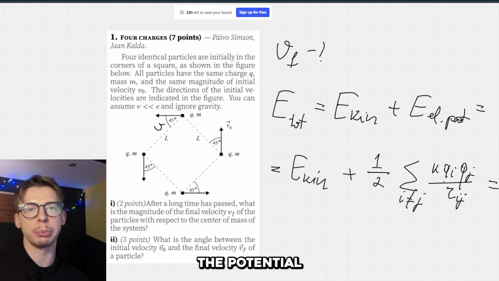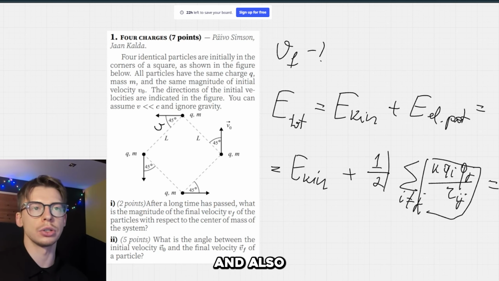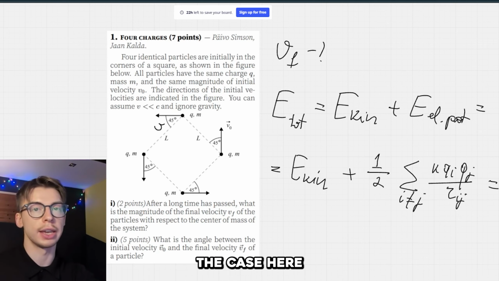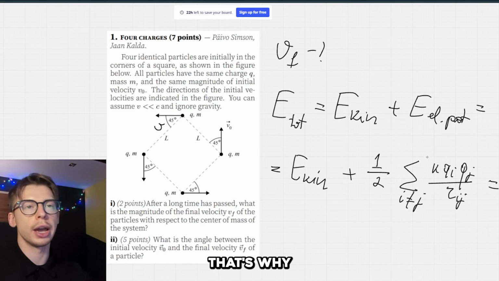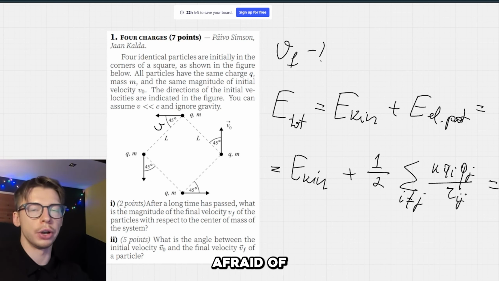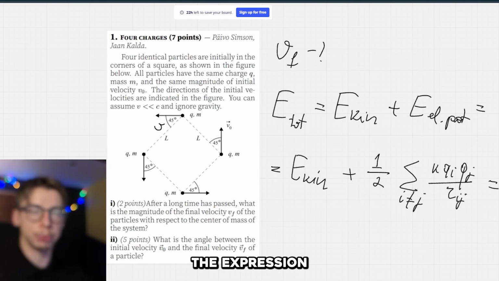Here I opened up the potential energy formula. You might see that it's kind of weird looking. If we only had one particle that's moving in the system, I would definitely just write it down as this and also include the 1/2, obviously. That's not the case here. Because we have 4 particles, all of them moving, we have to consider the total system energy. That's why I have to sum up all the potential energies within the system. That's why I write this down. If you're afraid of working with something like this, don't be, it's really simple. Let me open up the expression even further.